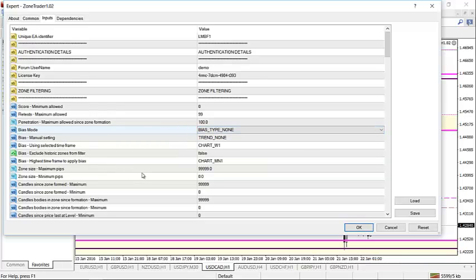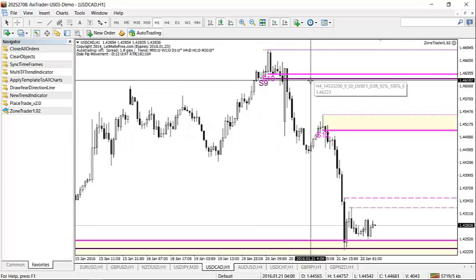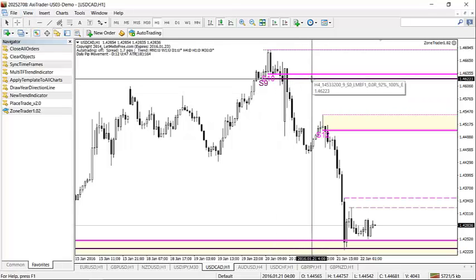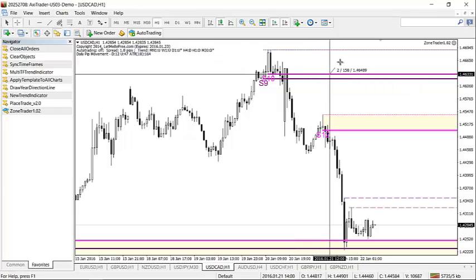Okay, just looking further down, we've got things like the zone size. At the moment it's 99,999, so we can pretty much take any zone right up to monthly time frame. We could reduce that, so let me give a quick example of how this works. We have here a 4 hour zone, which is roughly about 65 or 66 pips, and we have the H1 zone, which is about 56 pips.